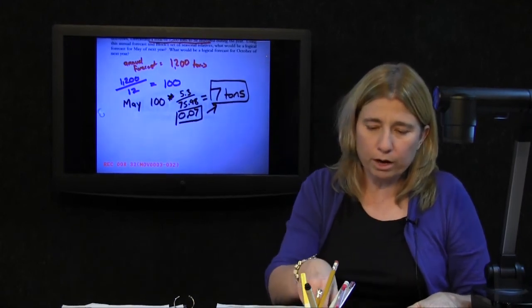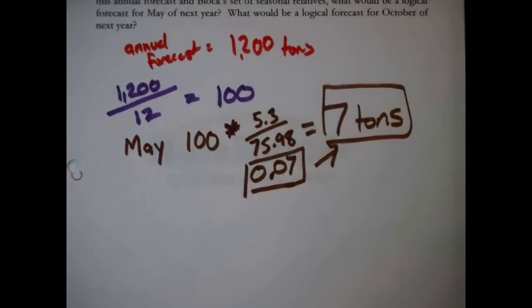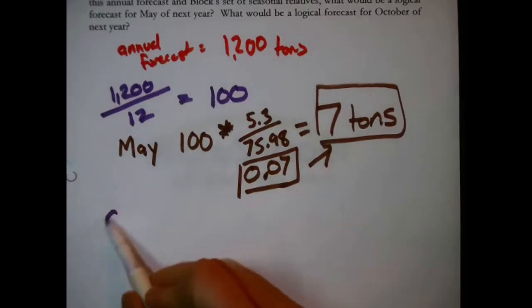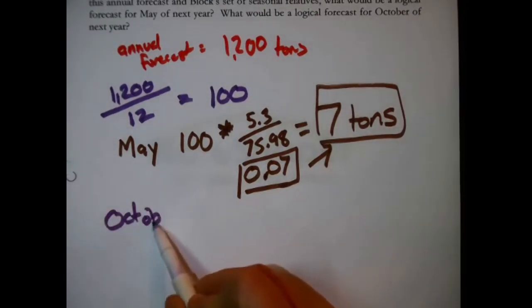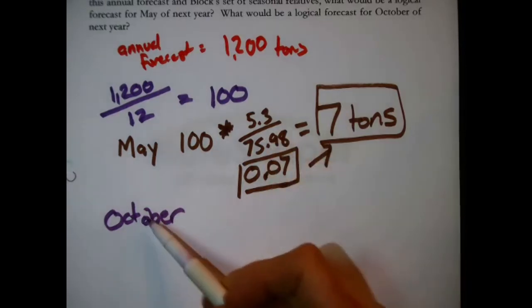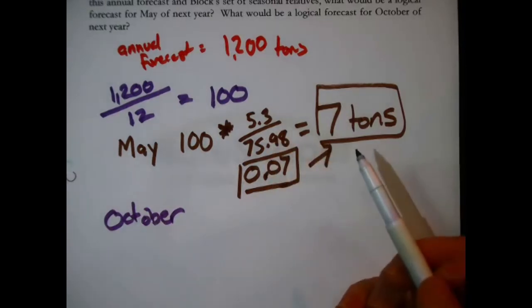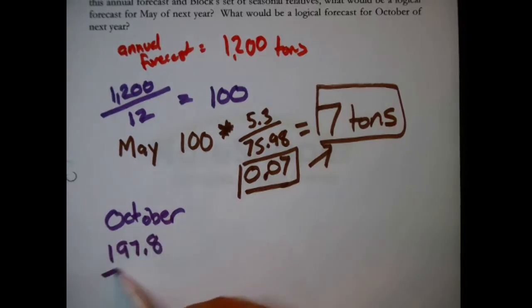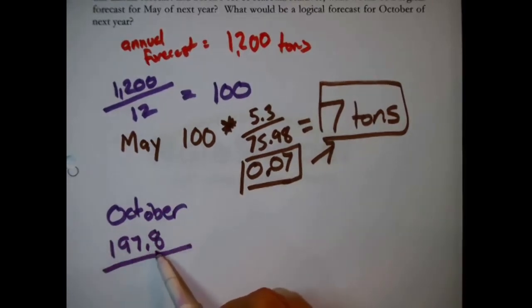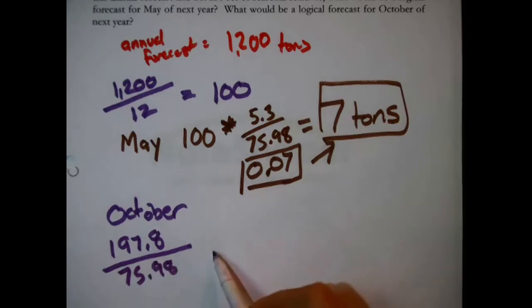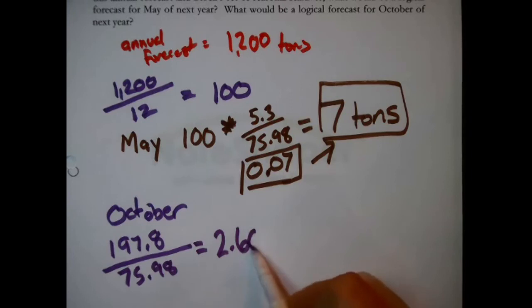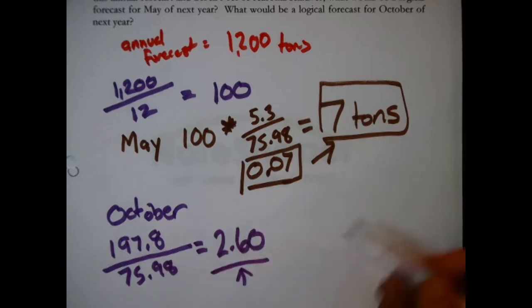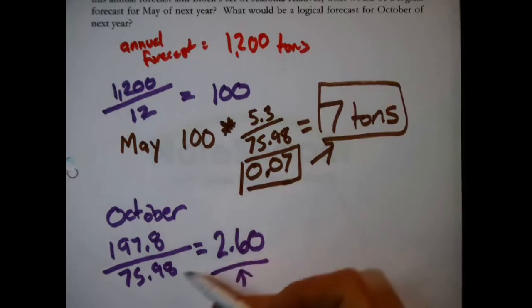May is a really quiet month, and if you look at the actual data, October is one of their busiest months. Similar to before, we first need the seasonal relative, so I'll just do that on the side here. If you look up the actual average for October, it was running at 197.8. That gets divided by the same old 75.98. So the appropriate seasonal relative is about 2.6, substantially higher than 1, indicating this is a very busy month.